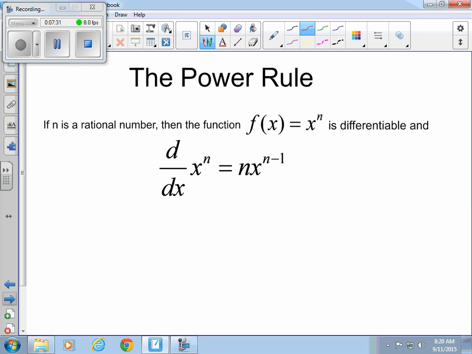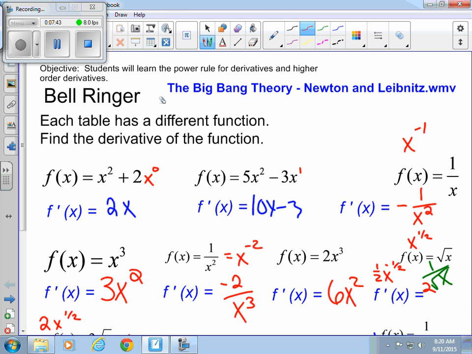And the derivative of x to the n is n x to the n minus 1. So let me show you what we have included. We have a bell ringer. Every table did a derivative the long way. And this is what happened.